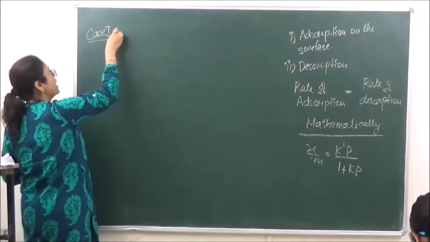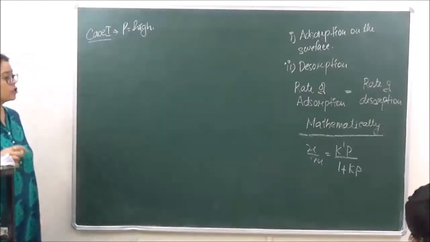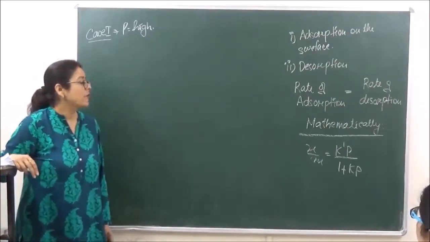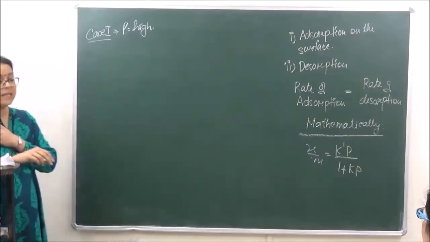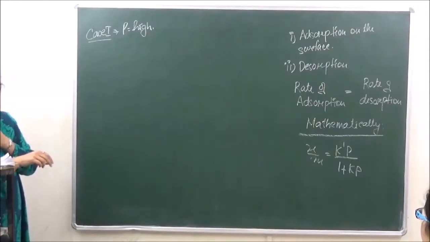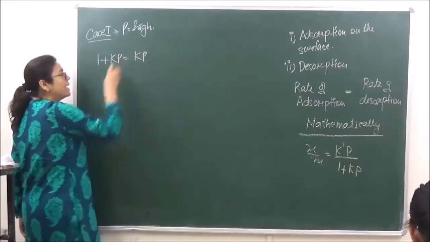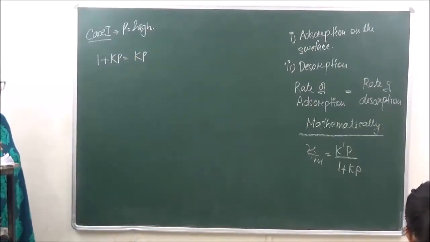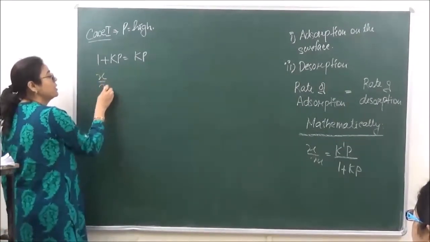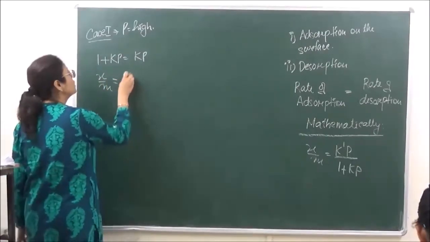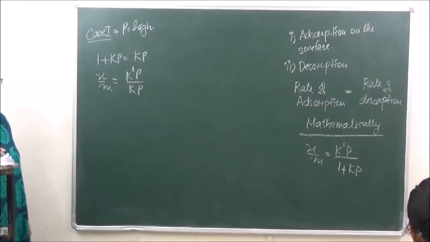when pressure is very high. Because we just studied that the Freundlich adsorption isotherm failed at high pressures, Langmuir gave us an expression for high pressure also. It is said that when pressure is very high, in that case 1 plus Kp becomes equal to Kp. So according to that expression, x upon m will become equal to k dash p upon Kp, because 1 plus Kp is equal to Kp.